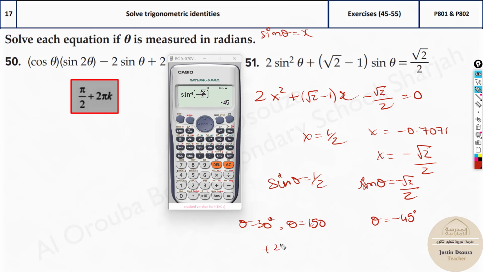Now everything is plus 2 pi k. We need to convert it to radians as well. I'll tell you in a minute about that. But over here, what is the other answer? Now, since it is 45, it is very, very easy. CAST, cast diagram. Now, we want negative root 2 by 2. We know it is negative 45. That means the answer over here is negative 45. That means it is at this point over here. Okay. So that will be the middle of 270 and 360.